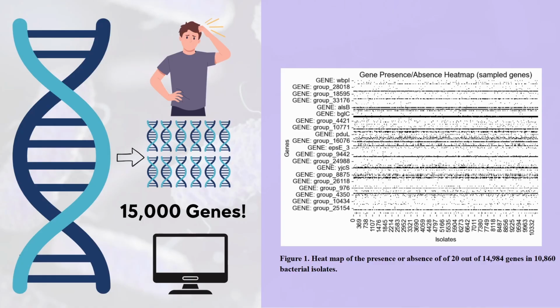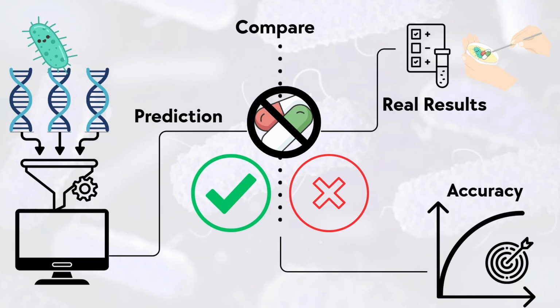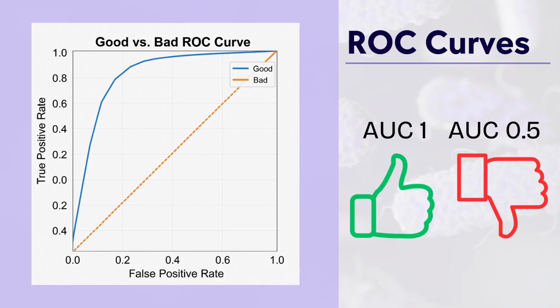for thousands of bacteria. Now that the computer has learned these patterns, we can give it the genetic information from a bacterium it's never seen before and ask it to predict whether the bacteria will live or die to a specific antibiotic. We then compare its prediction to the real lab results. If the computer's predictions don't match what actually happened, it means the tool isn't ready to be used in a real-world setting yet. To measure how well the computer makes its predictions, we use something called a ROC curve. I won't go into details, but all you need to know is that an AUC score of 1 means a perfect prediction, while 0.5 means the computer is basically guessing at random.